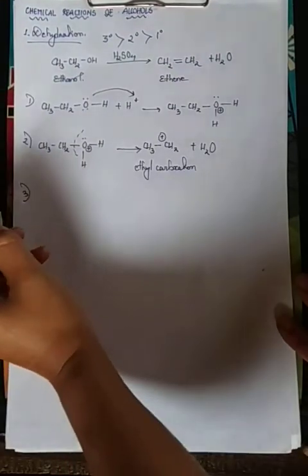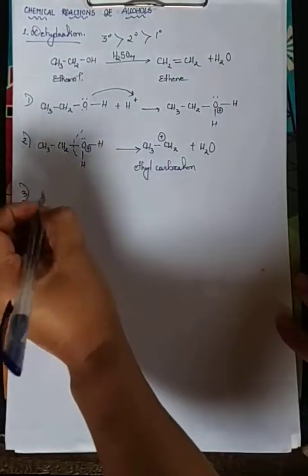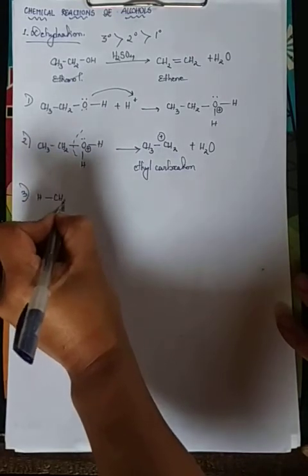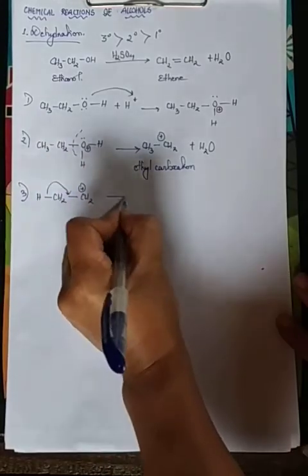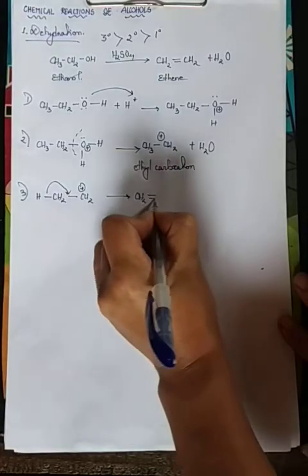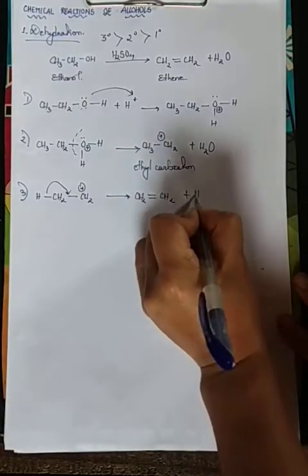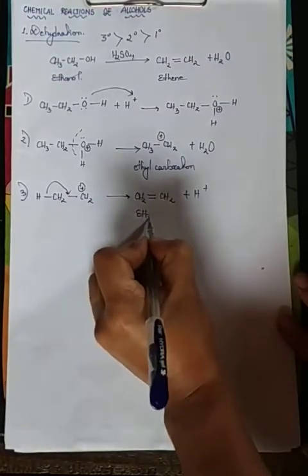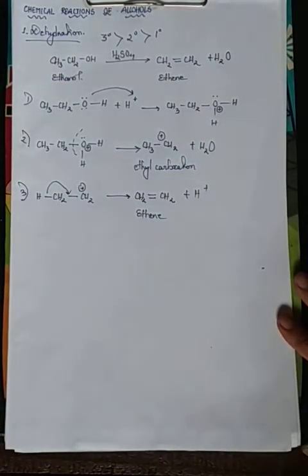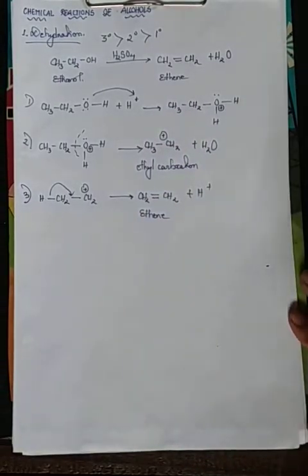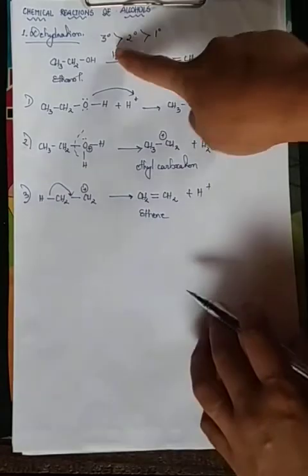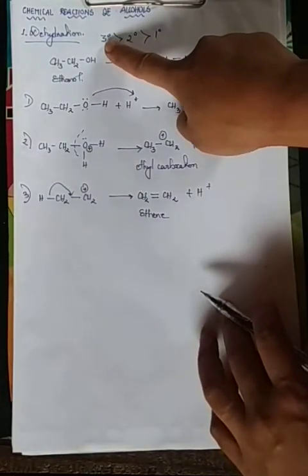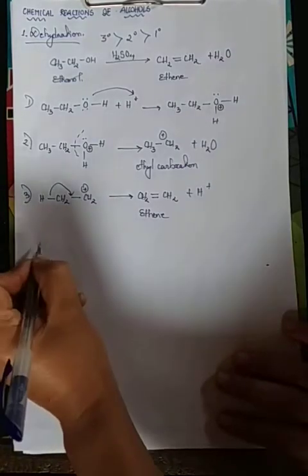Now, third step, elimination of H plus, and then there is rearrangement, and then we will be getting our ethene. This is how the mechanism of dehydration of alcohols takes place. Now, in the formation of this carbocation, we know that a tertiary carbocation is more stable than a primary carbocation, and therefore the order of reactivity in the dehydration of alcohols would be tertiary more reactive than secondary, than primary.